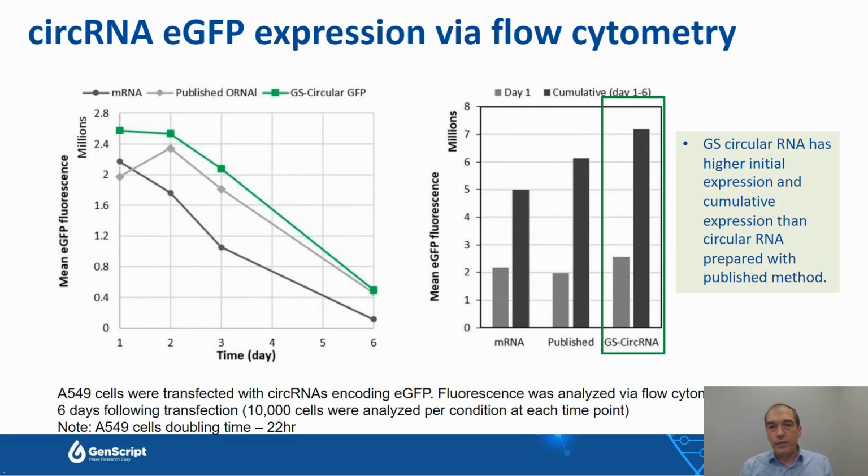So here is an example of circular RNA EGFP expression analyzed by flow cytometry. You can see that the circular RNA performed significantly better than the same sequence of linear mRNA. Also, our produced circular RNA performed better than what we see in the literature from other companies producing such RNA. So you can see the data on the left. The expression level started very high, higher than the others, and stayed higher during the length of the experiment. And then the day one and total expression level were much higher.